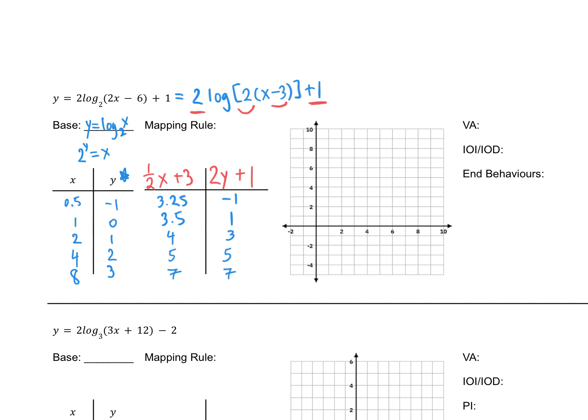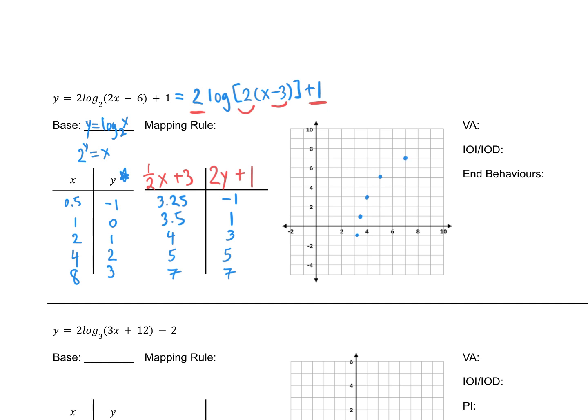And let's go ahead and plot that. 3.25, -1; 3.5, 1; 4, 3; 5, 5; and 7, 7.